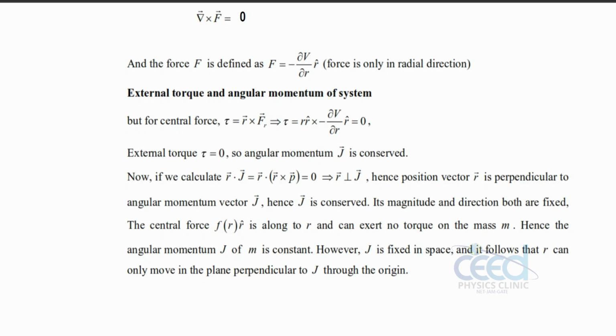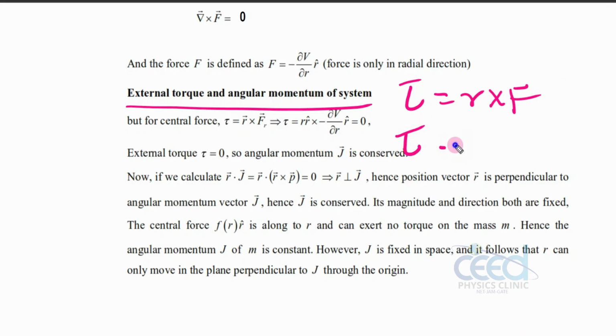Based on that, we can talk about the torque and angular momentum of the system. What is torque? Torque is equal to r cross F. Now, what is r cap? What is F? F we already studied. F is equal to minus dou U by dou r, the negative gradient of potential energy.